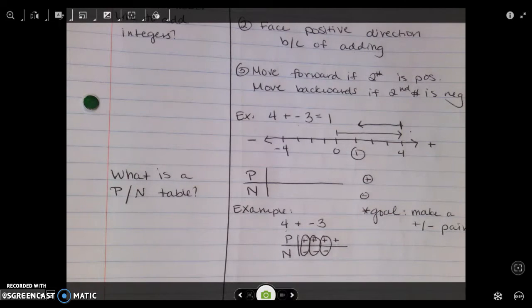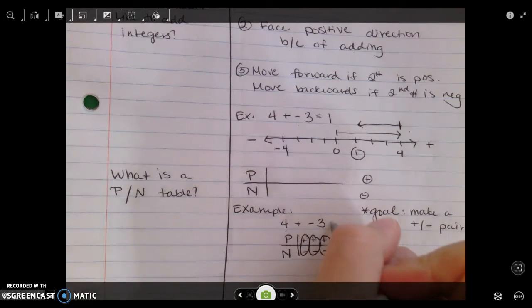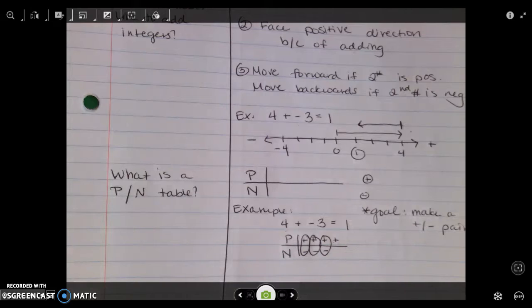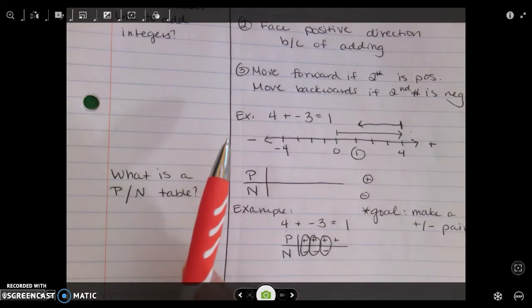Because if I have 1 positive and 1 negative, they cancel out. So I have 1 set there, 1 set there, 1 set there, kind of like being a matchmaker. And then I have to look at who my single people are. I have 1 single, and she's in the positive section. So it's positive 1. So that's how the PN table works.